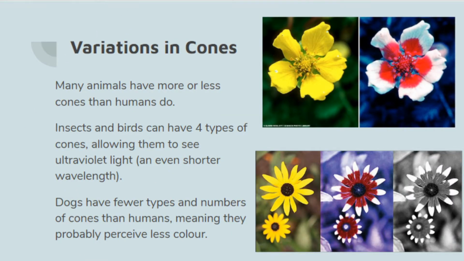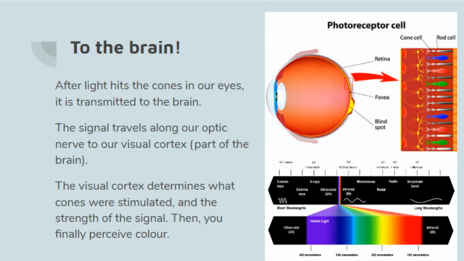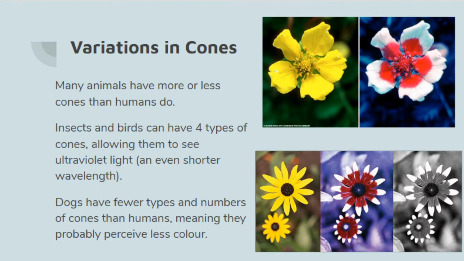So people have cones to perceive color, and there's some variation in cones, and not just in humans. Many animals have more or less cones than humans do. Insects and birds, and I think fish as well, which I thought was weird, can have four types of cones, or often have four types of cones, allowing them to see ultraviolet light, which is an even shorter wavelength. If we go back to here, UV is down here. So they have ultraviolet light cones, and they see differently than we do.